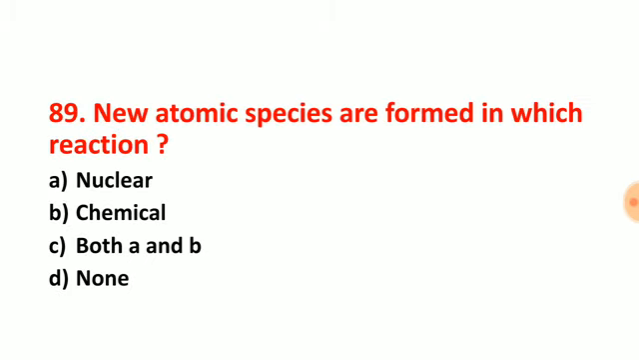Question number 89, new atomic species are formed in which reaction? In a nuclear reaction, an atom splits into different atoms. That is a completely new species. So new species are formed in a nuclear reaction.